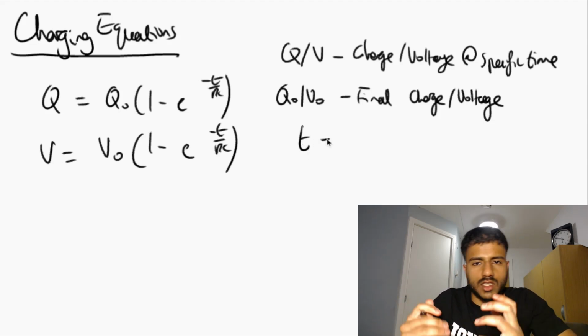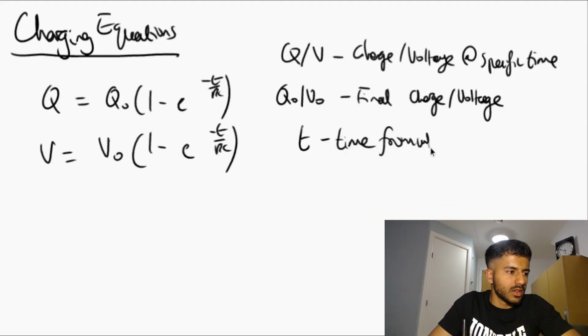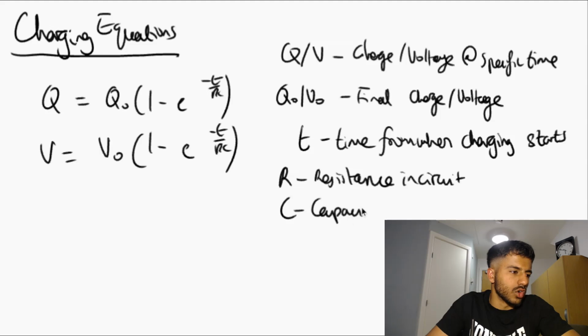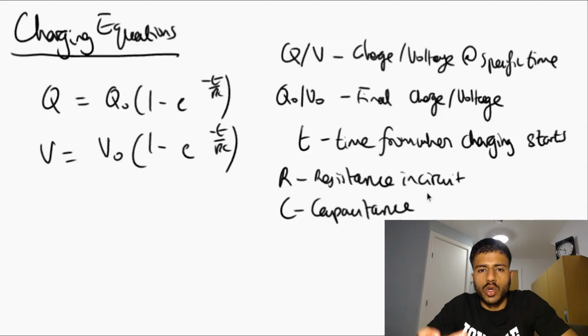t represents the time from when charging starts, and R is the resistance of the circuit, and C is your capacitance of your capacitor. Now, in the drawings I've drawn, I haven't included a resistor for simplicity, but if you did not include a resistor in your capacitor circuit, the capacitor basically charges instantaneously.